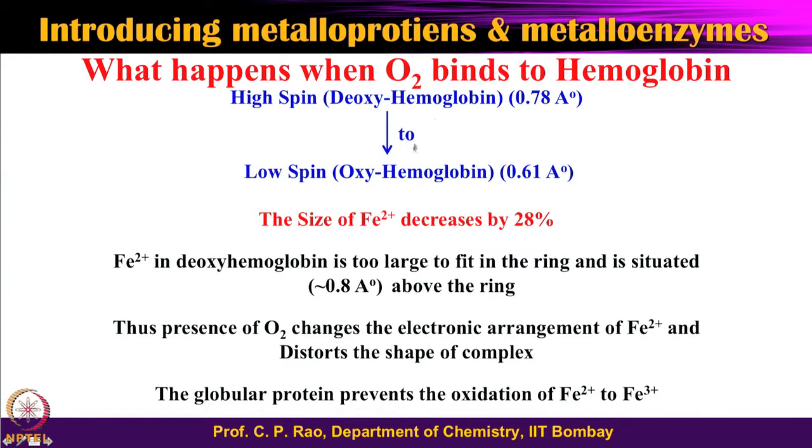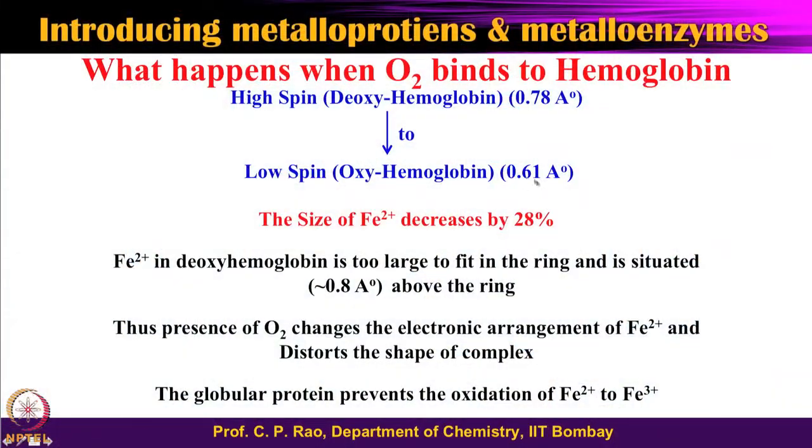Now, once you put the oxygen, the iron 2 goes into the low spin, and once it goes to the low spin, all the 6 electrons are paired into the ground state, T2G. It is a 6 coordinated system, octahedral system. So, T2G6, therefore, the electron density is somewhat compressed, and the size is basically compressed, almost from 0.8 to 0.6, which is about a 25 to 30% change.